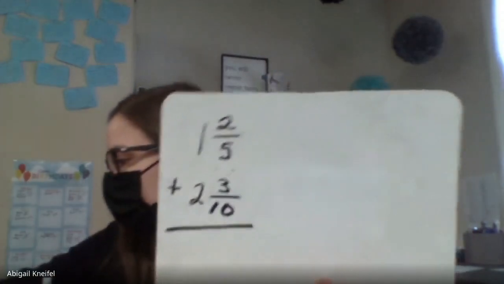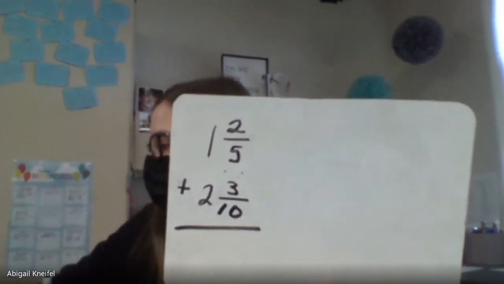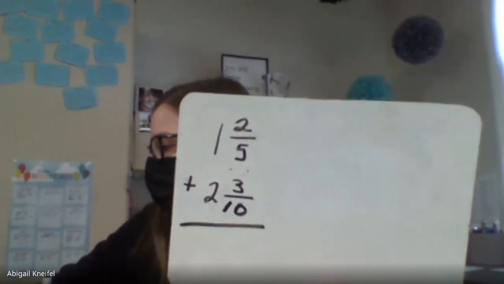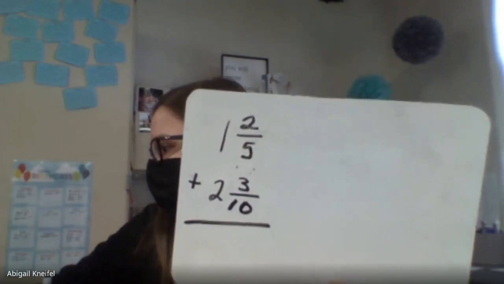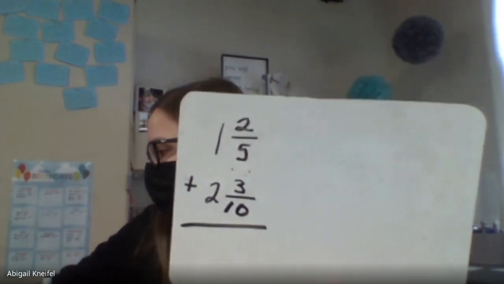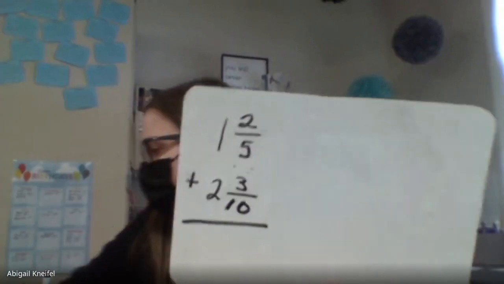Okay. How many times do you multiply 5 to get to 10? 2. So 5 becomes 10. What is 4 plus 3? 7. What's the denominator? 10. Okay, so write 7/10. And then you need to add your whole numbers.